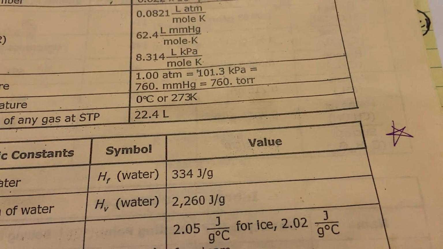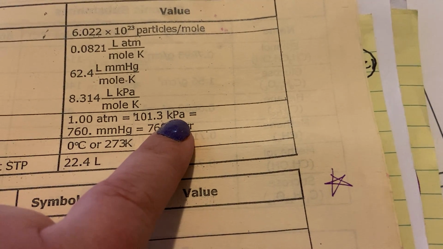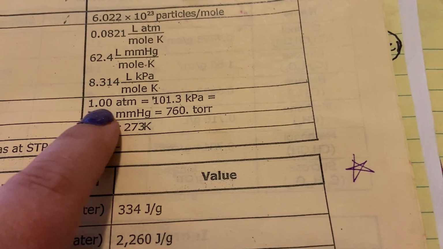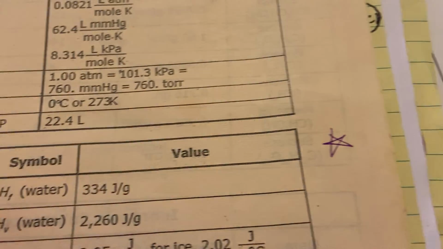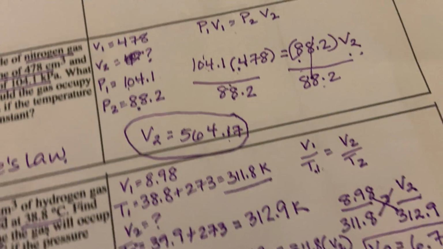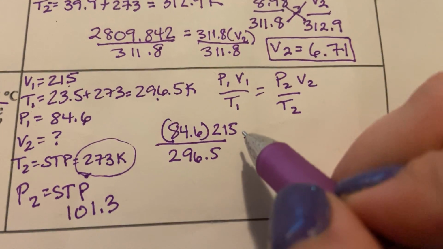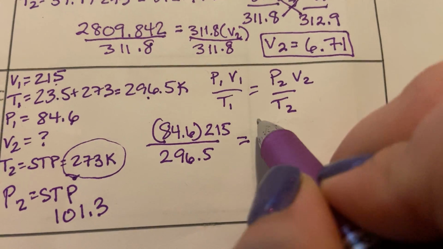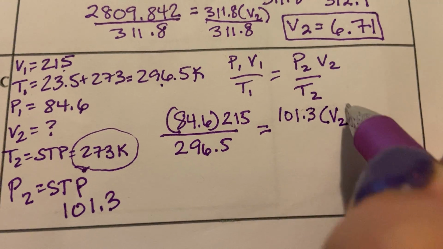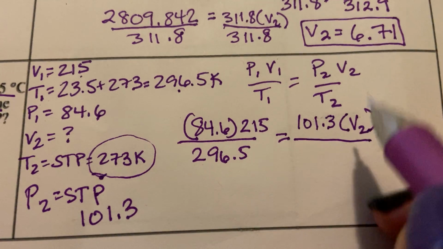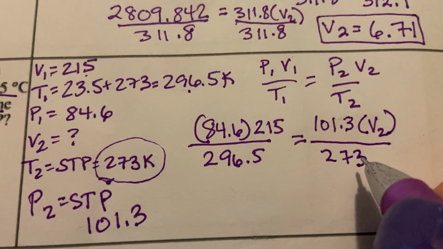And it is 101.3 when it's measured in kPa. If it's atm, it's 1. If it's mmHg, it's 760, and we normally don't use this one, okay? So that's where that came from. Okay, all right. So pressure 2 is 101.3 times volume 2, which is what we're looking for, over my standard temperature, which is 273.